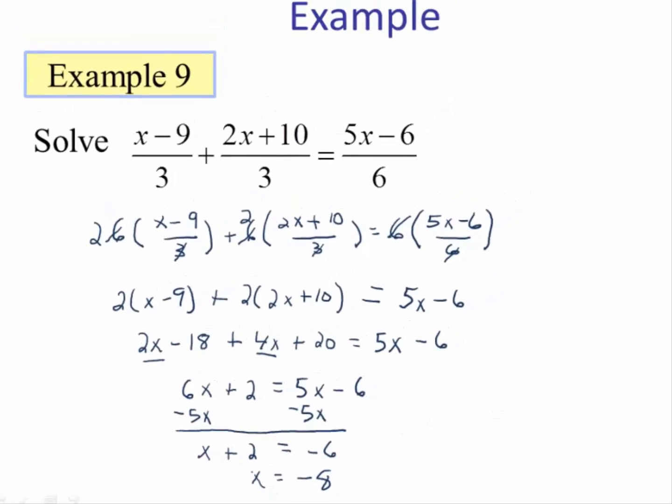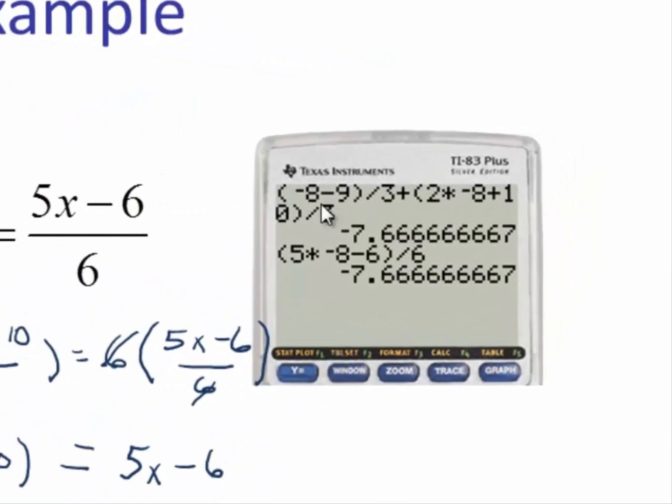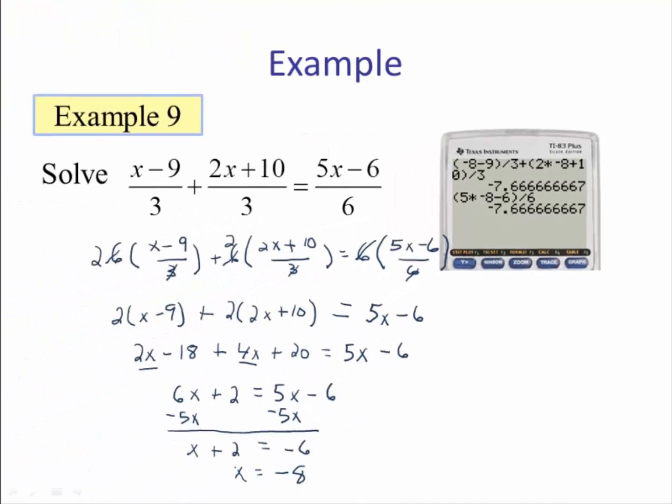So next we need to check it. We're going to use the graphing calculator to check it. I'm going to substitute negative 8 in for x. This is the left hand side of the equation. We end up with negative 7.6 repeating. And when I substitute the right hand side with x equal to negative 8, I get the same number. So we have verified that x equals negative 8 for this equation.